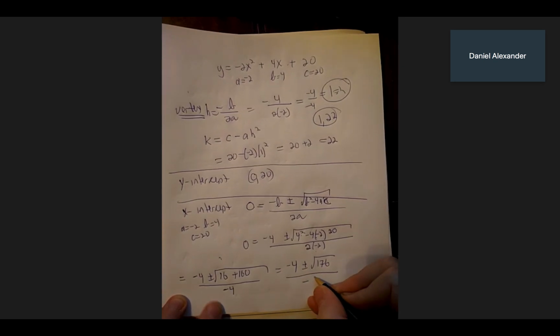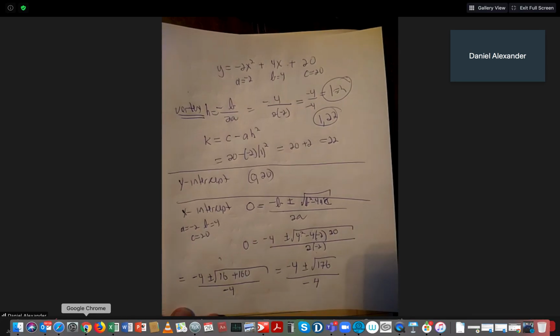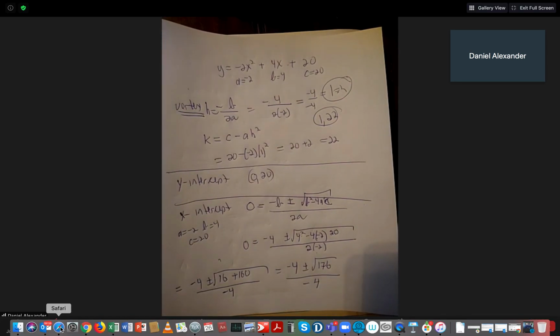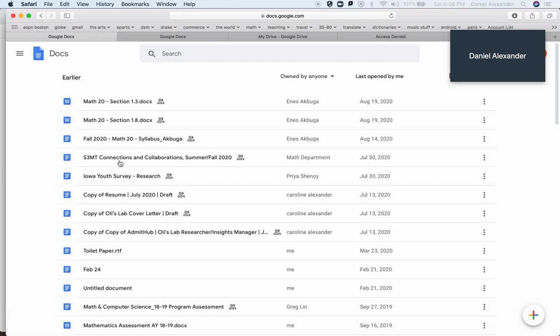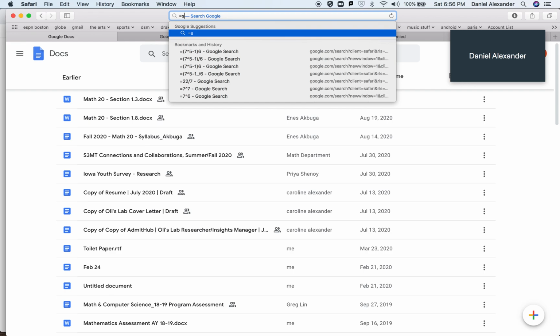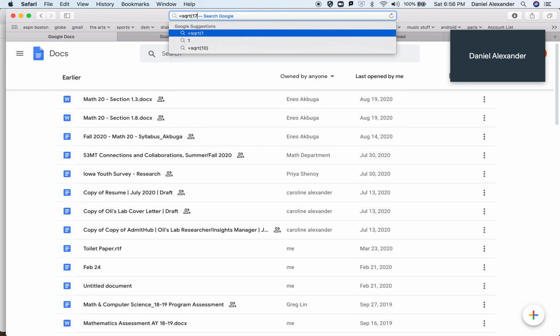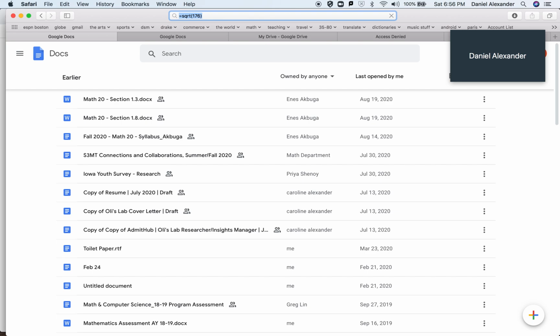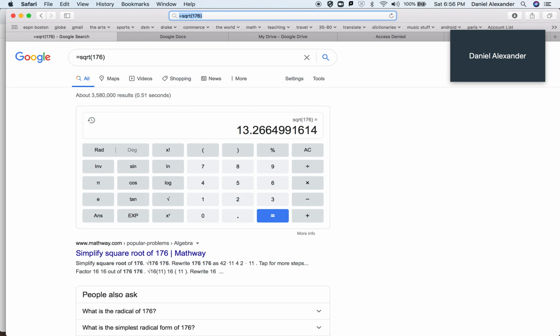Okay. Now, I don't know what that's going to be, so I am going to look it up to see what the square root of 176 is. And I'm going to do that right now. So, oops, we got the square root of 176. And I'm going to get about, let's do 2 decimal places, 13.27. Okay.